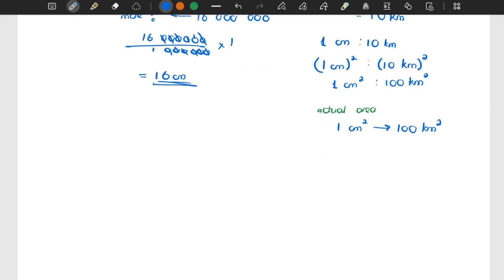What about when we have 2.64 centimeters squared? We're going to expect more, which we invert: 2.64 over 1 times 100, and that's going to be 264 kilometers squared. And that's the answer.